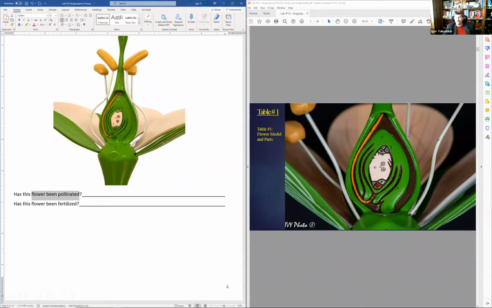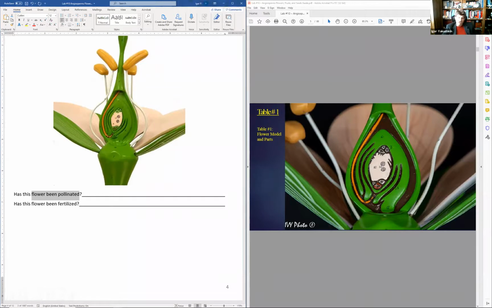That's the sperms. We have 2 sperms. Here we're looking at the red cell, that's the egg, and that one is the central cell. It's literally in the center. So that particular flower has been pollinated, but the sperm have not reached the egg, so it has not been fertilized yet.